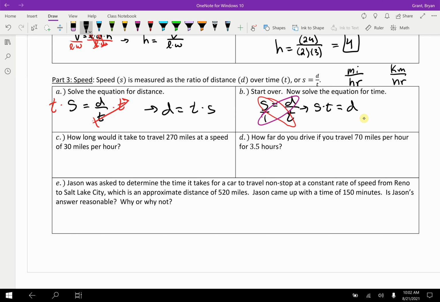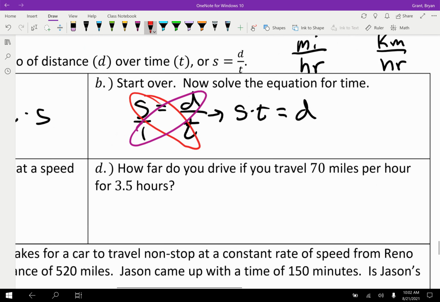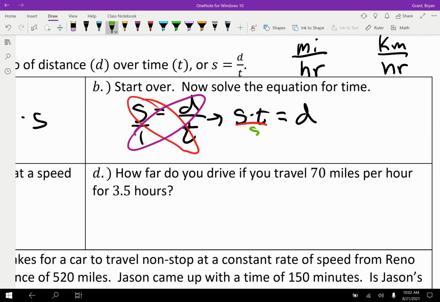And now if we want to solve for time, there's only one variable attached to t, that is the s. So let's go ahead and divide off the s from each side. And that tells us then that time is found by doing distance divided by speed.